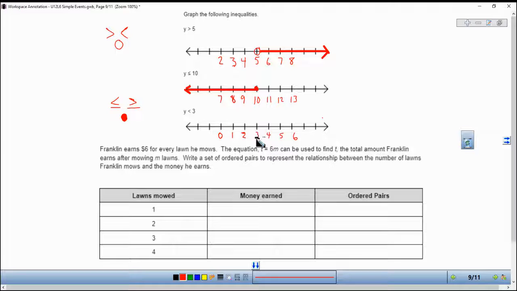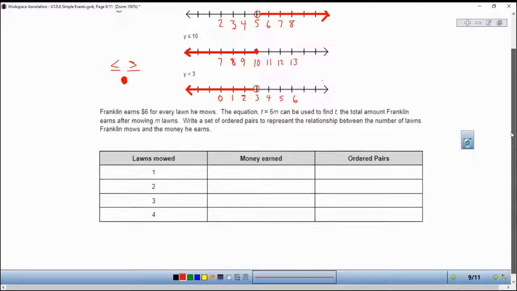Okay, so open or closed? Well, it's less than. I know it's less than because it looks kind of like an L. And it's open because it doesn't include 3. It's y is anything less than 3. So I'm leaving it open. And then we're going less than 3, so we're going this way. And there it is.